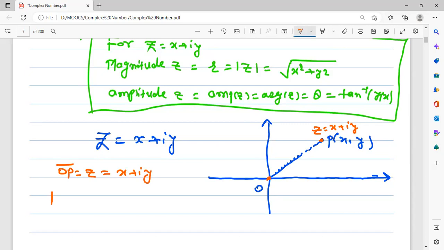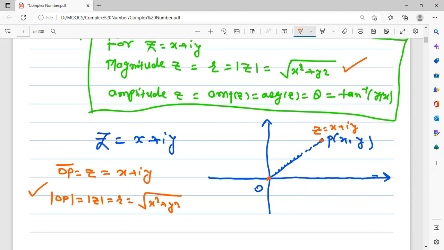What is the distance of this OP? By using the distance formula, we will find this distance. I will write here mod z, and this is your r. Why r? Because it is the distance, and that's why we have r equal to mod z. This is the distance of that point from the origin. That is the modulus: how far this complex number is from the origin. This is the modulus.